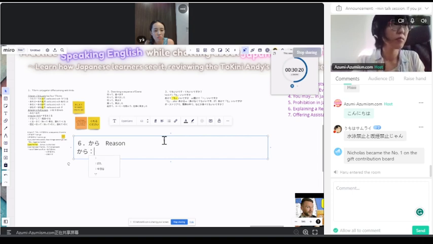Instead, for some reason, it teaches you this usage of kara. It's not wrong, it's grammatically fine. I don't like how it sounds. But I'm going to teach it to you anyway. So, to explain a reason for something, you've got the reason plus, at the end of it, kara. So, for example, 忙しいですから, because I'm busy.